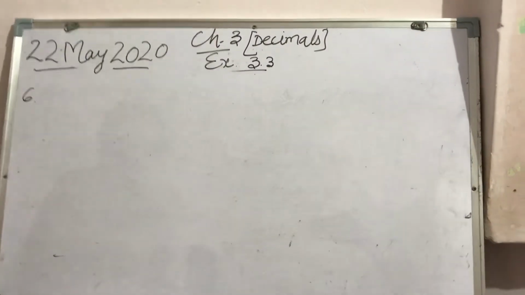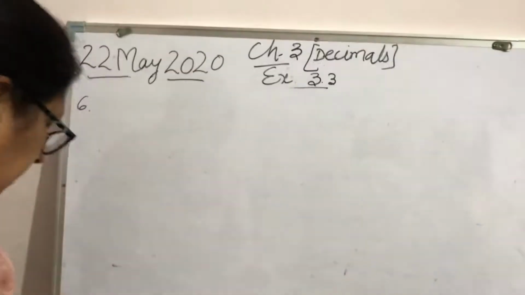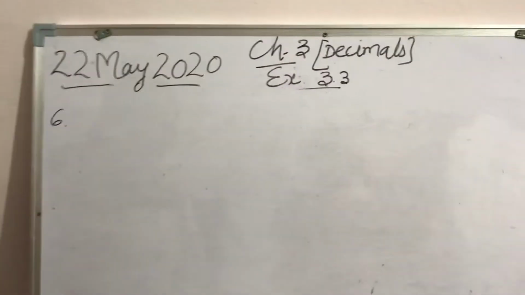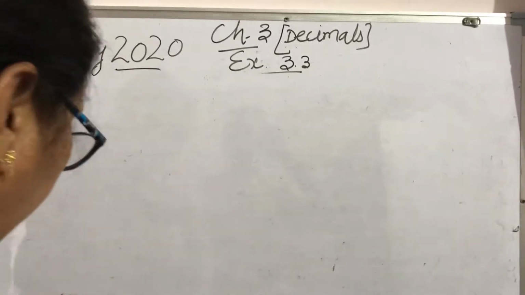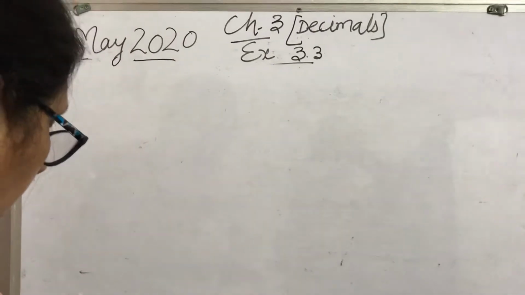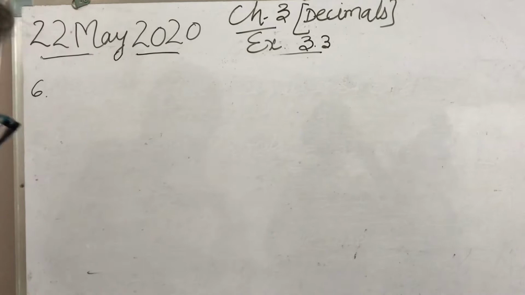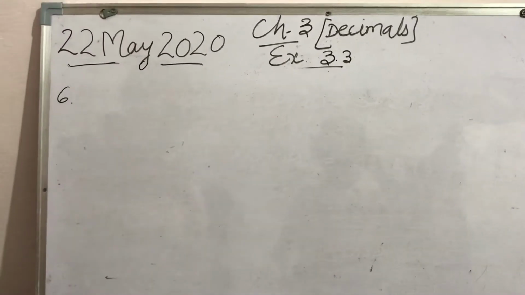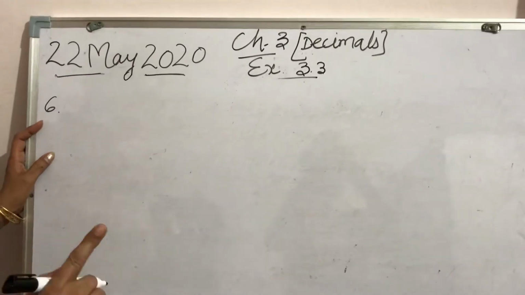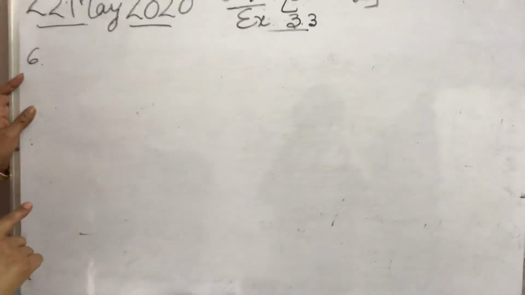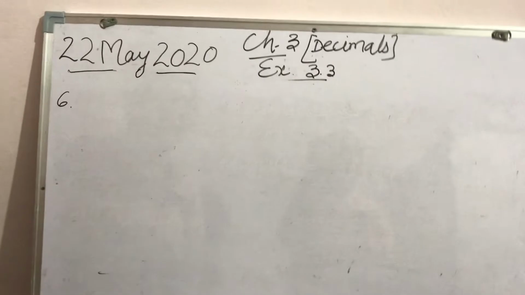Now question number 6. The total weight of certain bags of rice is 650.16 kg. If each bag weighs 10.32 kg, find the number of bags. This is the same type of question we have already done. The total weight is given and the weight of each bag is given. Then we have to find the number of bags.